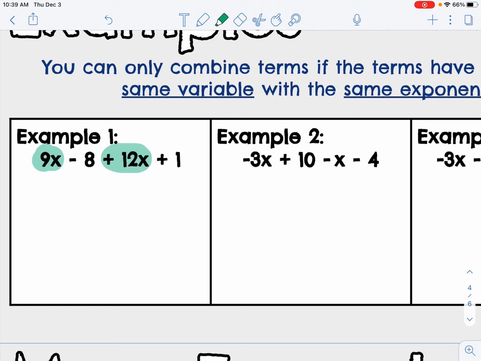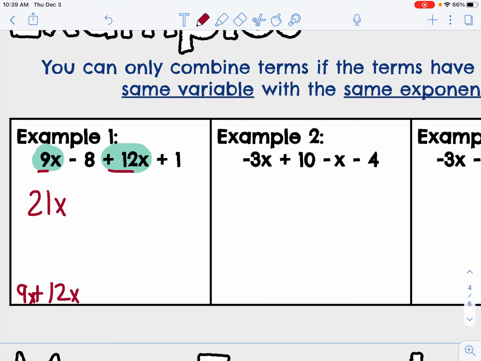So when I combine them, I'm literally going to do the signs that they have. We have a 9 and we have a positive 12. So we're really just adding those together and giving it an x. So 9x plus 12x. Well, we know that 9 plus 12 is 21. So 9x plus 12x is 21x.